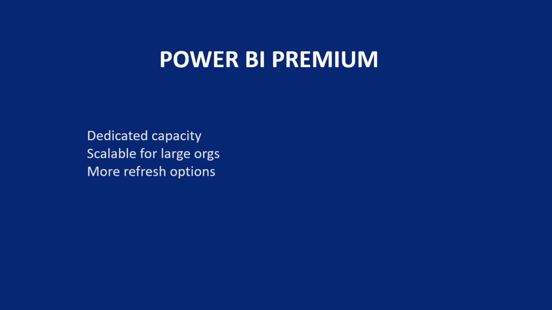It can handle larger dataset sizes. It has better scalability and advanced AI features. And here's the biggest advantage: users without a Pro license can view reports in Premium capacity. This reduces cost for large teams. So Pro is on a per user basis and Premium is based on per capacity basis. If your company is scaling, Premium becomes very important.